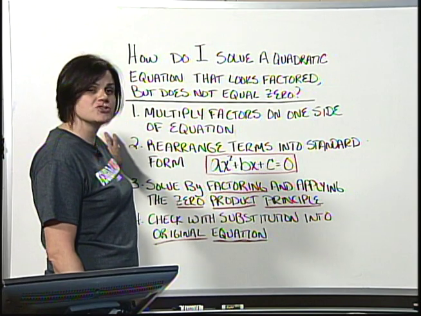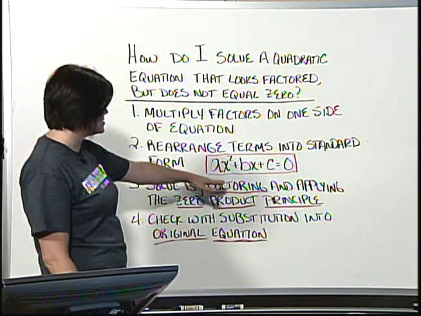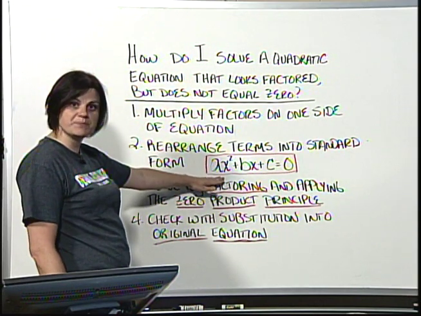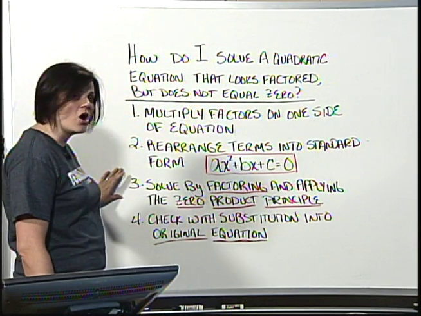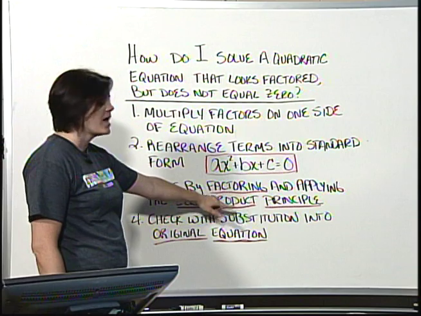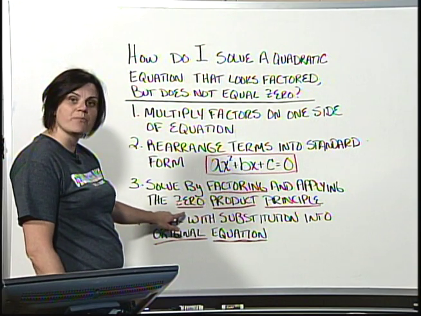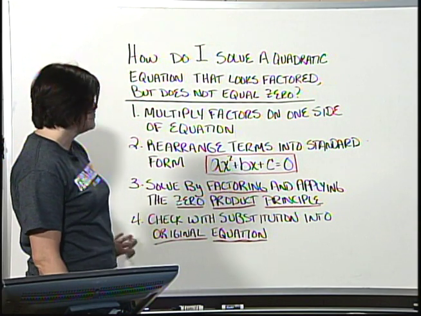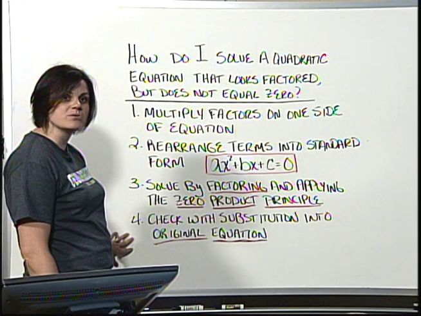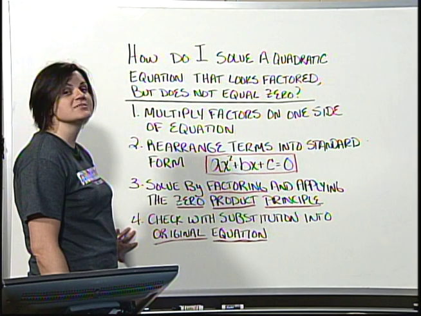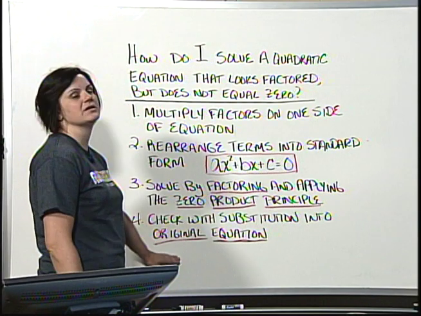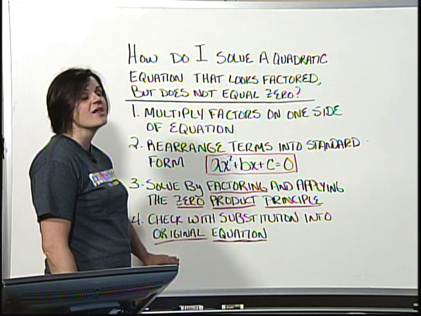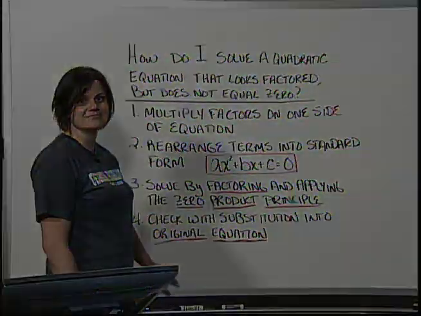We rearrange the terms into standard form, which is ax squared plus bx plus c equals 0. We solve by factoring and then applying the zero product principle. And finally, after we find those solutions, we check to make sure that they are actually solutions by substituting into the original equation. Let's take a look at an example.